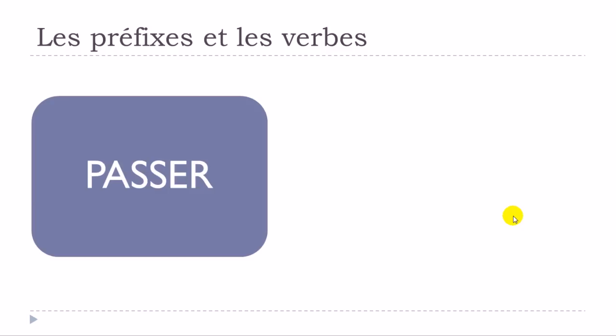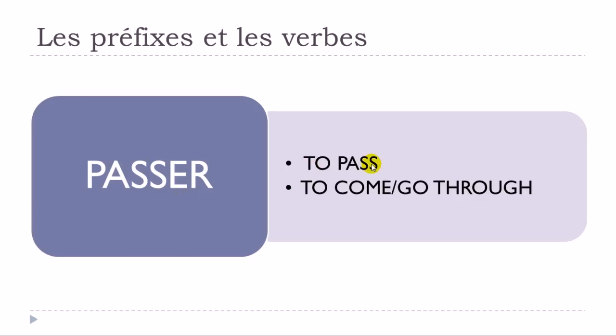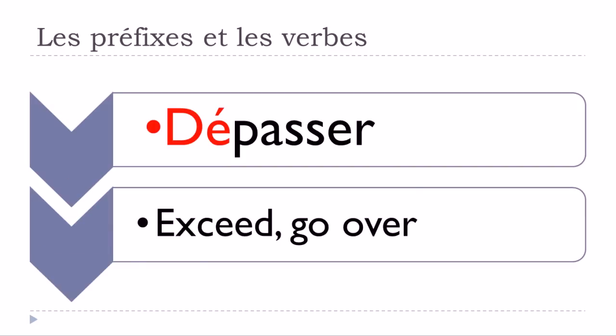So, in this video, we'll concentrate on the verb passer. And here you have the translation in English. Okay, so the idea is that we've got this verb passer, and then it will be possible to add some letters, so that's what we call prefix, in front of passer. And by adding these letters, well, we'll change the meaning, the original meaning of the verb passer. Okay, so let's see how it goes. So the first thing, if we add this dé, we will get the verb dépasser, and here you have the meaning in English.